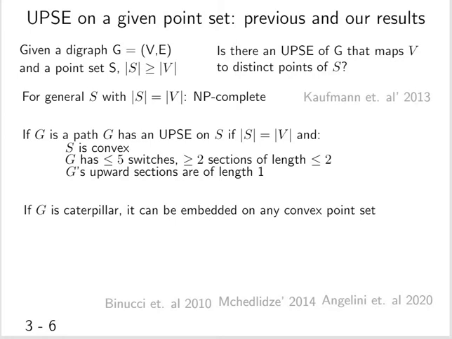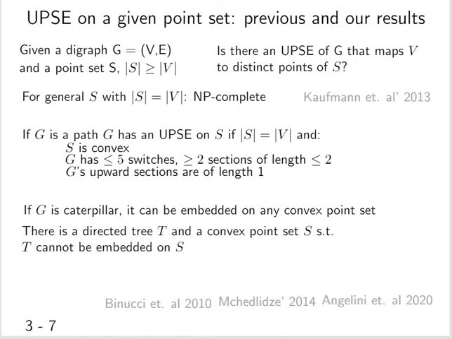Then, not only paths are considered, but also caterpillar graphs. A caterpillar is a tree where if you delete all the vertices of degree 1, then you receive a path, and that path is called a backbone. So if you have a caterpillar, we still can embed it in any convex point set. There is a tree and a convex point set, such that this tree cannot be embedded on that. So for trees, it's already not the case that it can be embedded. There is a counterexample.